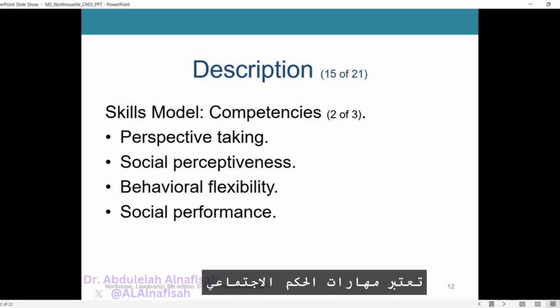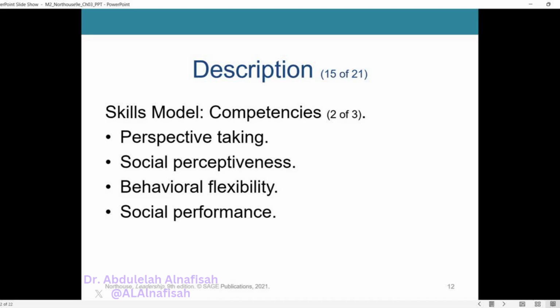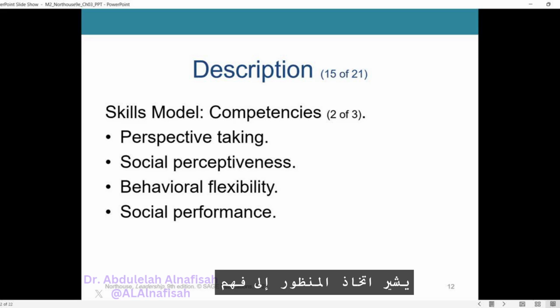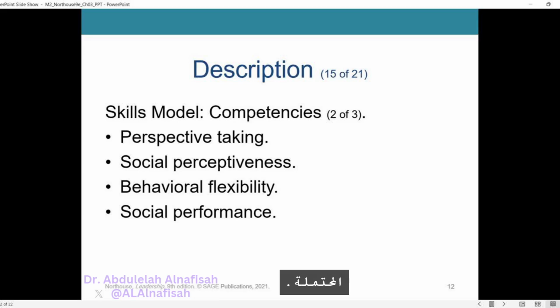Social judgment skills are essential for effective leadership, as they enable leaders to understand and navigate social dynamics within an organization. These skills encompass perspective taking, social perceptiveness, behavioral flexibility, and social performance. Perspective taking refers to understanding others' attitudes, goals, and viewpoints regarding a problem or solution. It is a form of empathy in problem solving, allowing leaders to recognize how different organizational groups perceive issues and potential solutions.